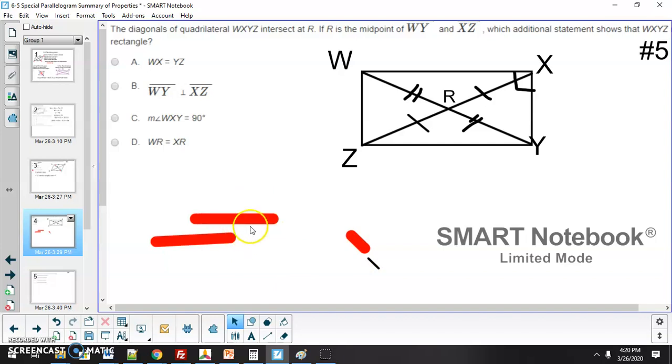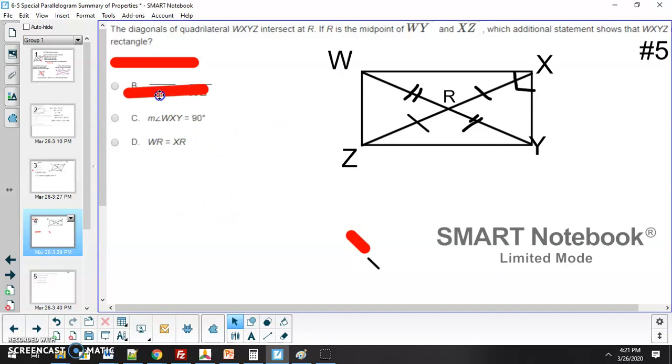Now remember, to be a rectangle you have to have 4 sides, and you have to have either the diagonals being congruent or you have to have 4 right angles. Okay, so let's see which one gives us that information. WX is the same thing as YZ. That is not enough, because that is true for all parallelograms. For letter B, WY is perpendicular to XZ. That is true for rhombuses, not necessarily for rectangles unless it's a square, so that one's out.